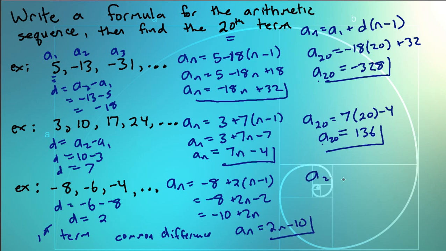I'll rearrange. So a_n equals 2n minus 10. Now we'll find our 20th term. So that's going to be 2 times 20 minus 10. That's 40 minus 10, so that's 30. So a_20 is 30.